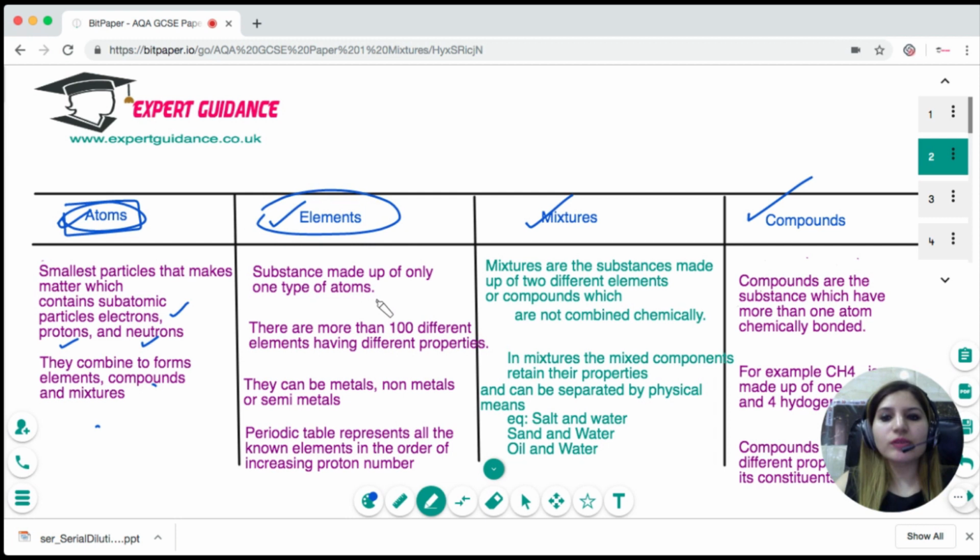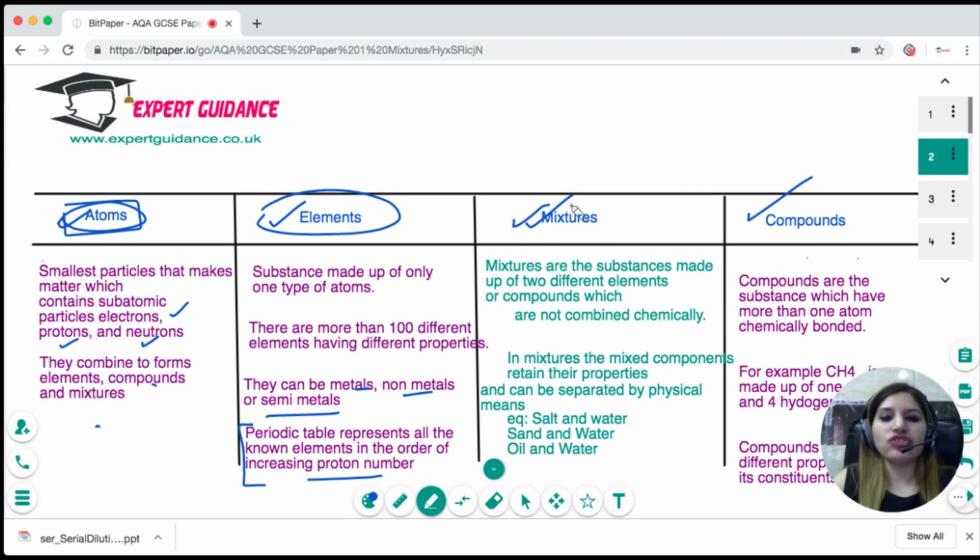Now let's look at what elements are. Elements are substances which are made up of only one type of atom. There are more than 100 different elements and each has different properties. Gold is shiny and solid, carbon is a solid, but oxygen is a gas. Every element has different properties and they can be categorized as metals, non-metals, and semi-metals. And where do we find all the elements? We can look at all the elements in the periodic table, which represents all the known elements in the order of increasing proton number. We'll look in further videos at what the periodic table is and what information it gives us.